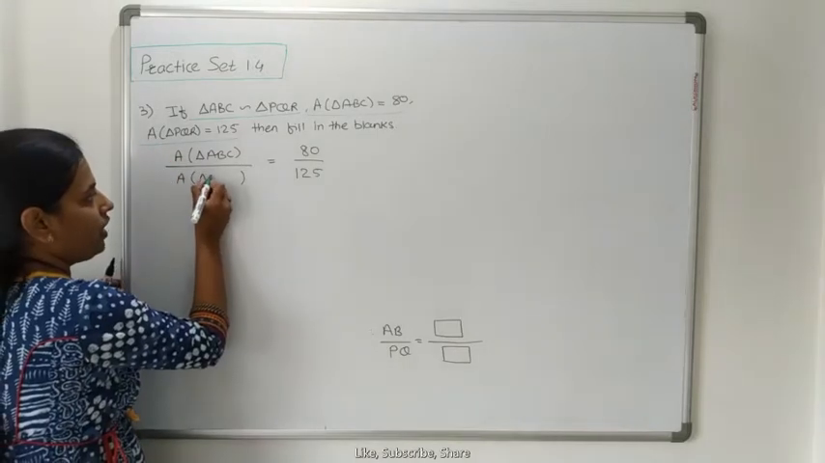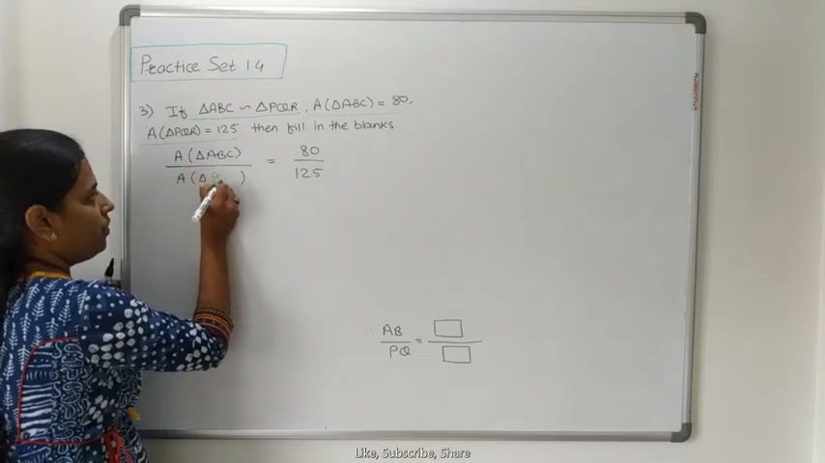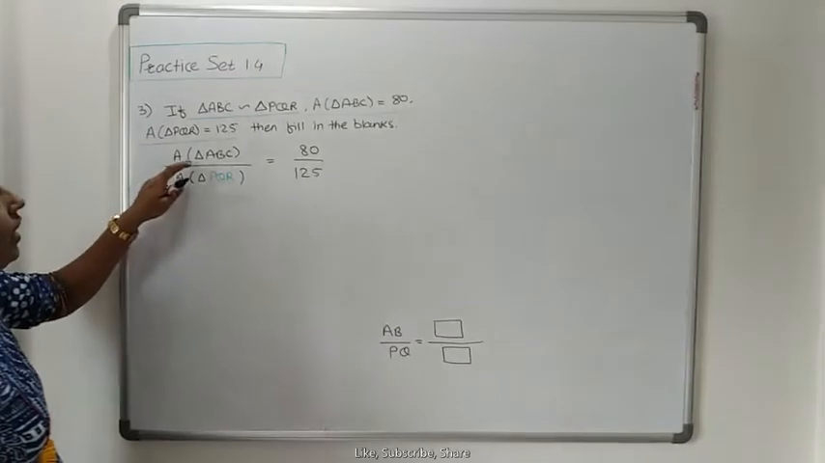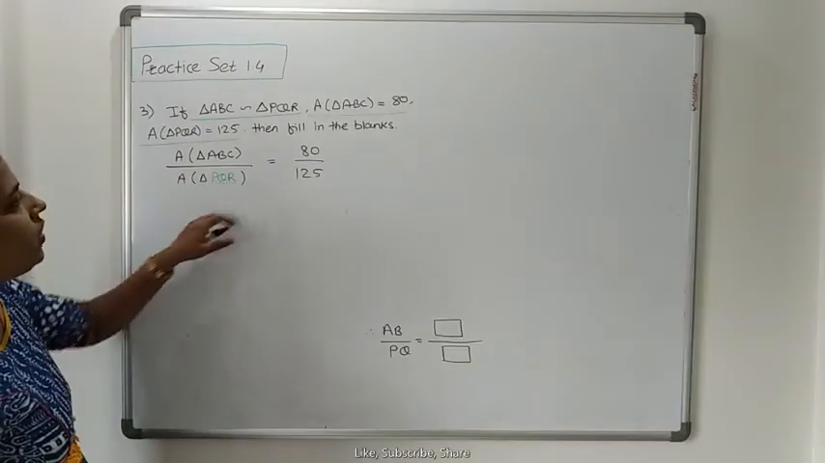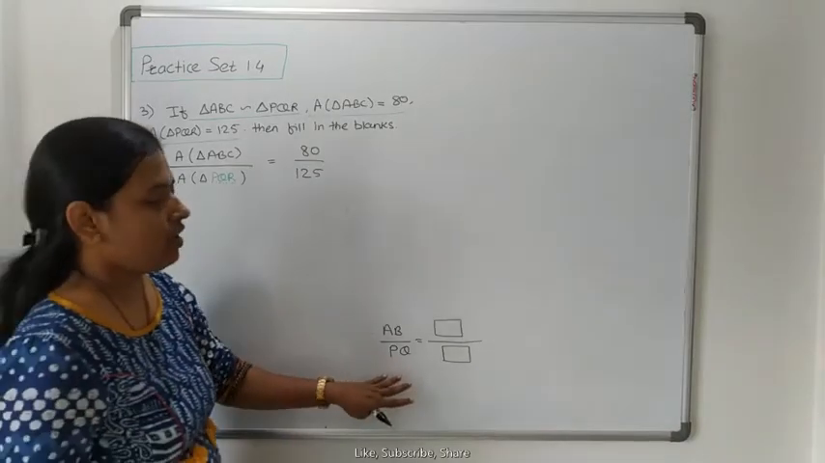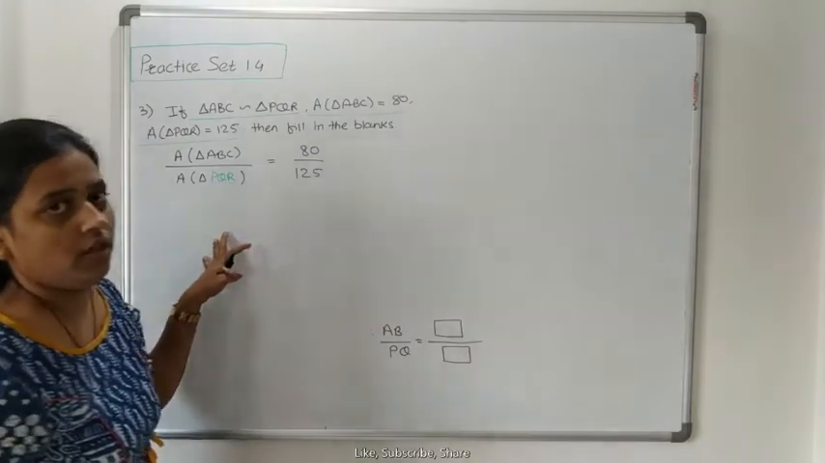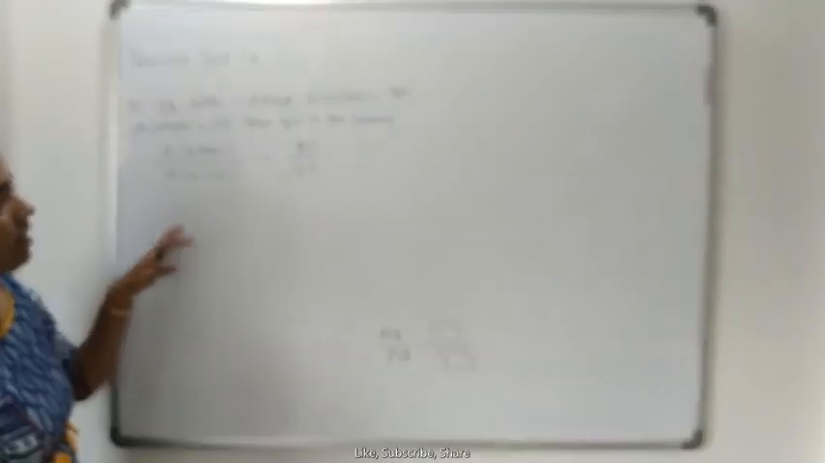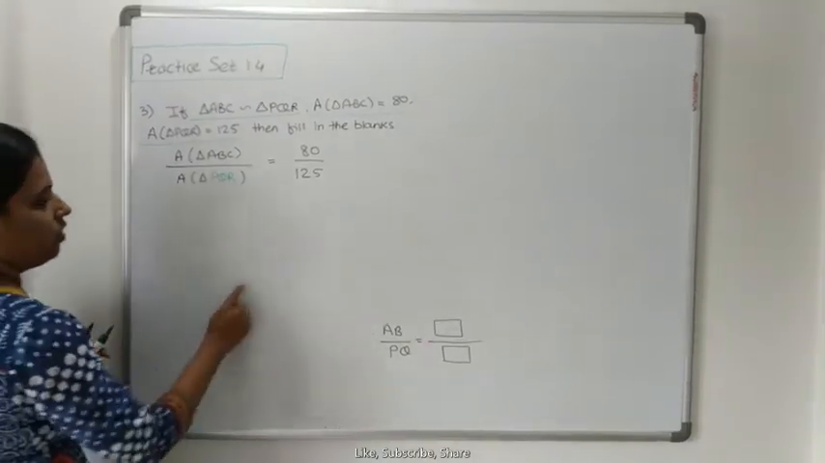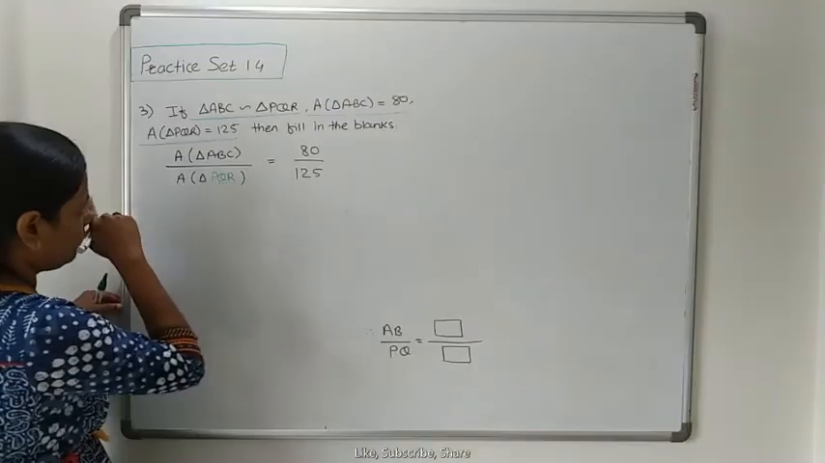So we can put it here, area of triangle PQR. Okay, that means area of triangle ABC upon area of triangle PQR is equal to AB upon 125. Listen here, we cannot find AB upon PQ directly. So we have to do some calculation, or some steps. After that, we get AB upon PQ. So therefore, I have to take some space here. So how to consider this?